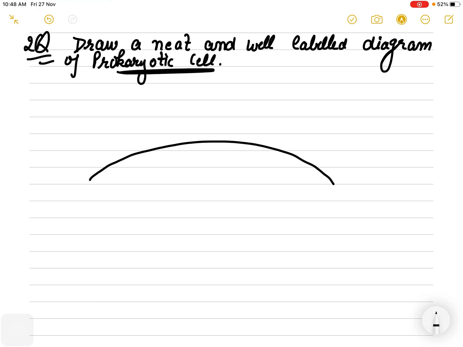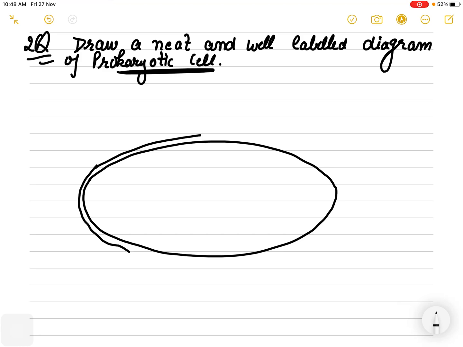We are going to make it a little oval shaped structure. So here you can see we draw this outer covering first. Don't follow my irregular pattern, you can draw it clearly. Now this covering, what do prokaryotes have? Prokaryotes, they have which structure? This is known as the cell wall.